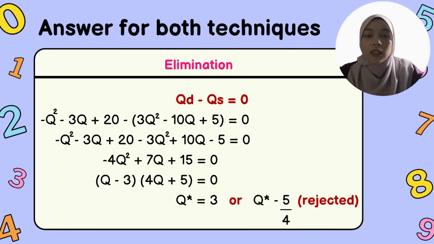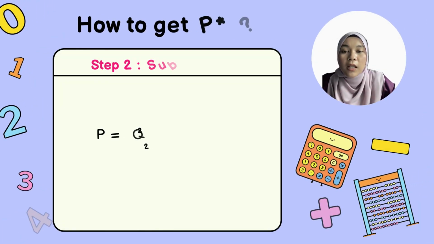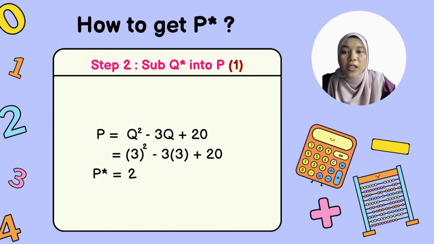For the elimination technique, turn the first and second equation into QD minus QS equal to 0. It will be negative Q square minus 3Q plus 20 minus positive 3Q square plus 10Q minus 5 equal to 0. After solving it, we will get negative 4Q square plus 7Q plus 15 equal to 0. Then factor the quadratic equation and we get the same answer as substitution, which is Q star 3 and Q star negative 5.